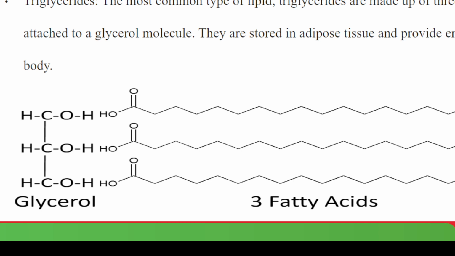It's broken down into its constituents, glycerol and fatty acids, and then the glycerol here can be incorporated into the Krebs cycle or the glycolytic pathway at some point, and then the fatty acids are also broken down.